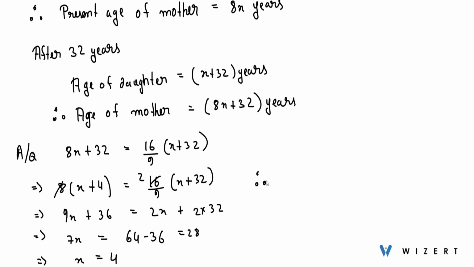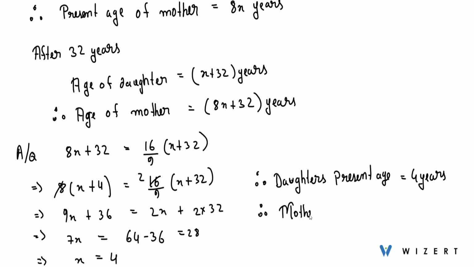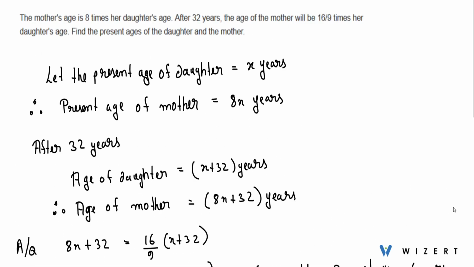Therefore, daughter's present age equals 4 years and mother's present age will be 8 times the present age of daughter, which is 8 multiplied by 4, which will be equals 32 years. So that's our final answer.